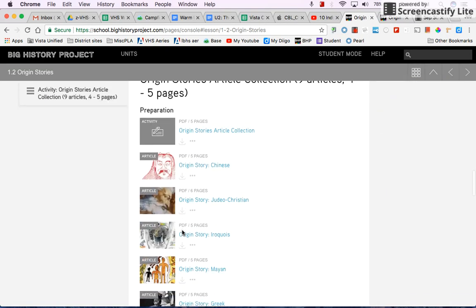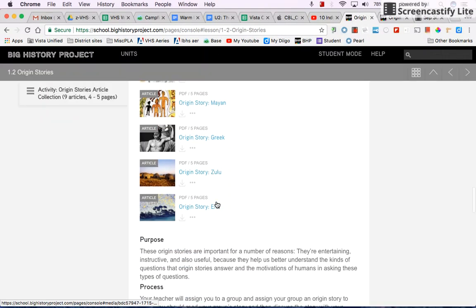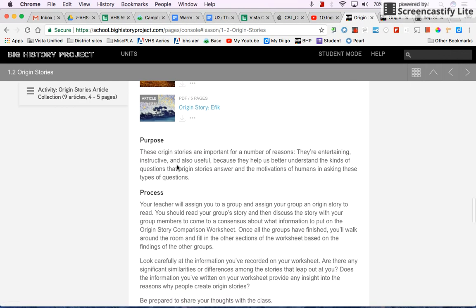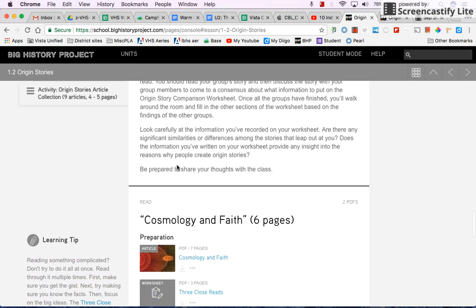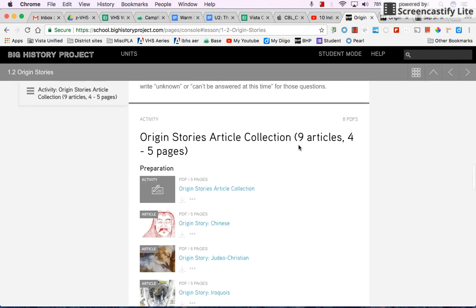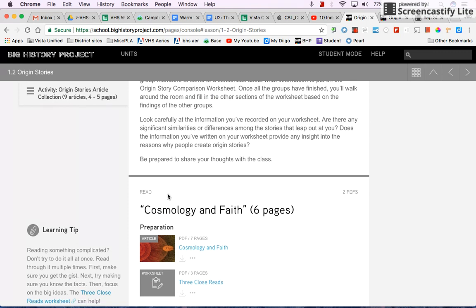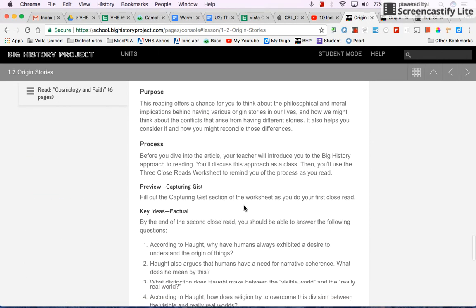The next ones are all, this is the article collection, right? The Chinese, the Judeo-Christian, the Iroquois, the Mayan. Again, all the ones that you're going to see up here. And by all means, read through, again, the purpose and the process, taking some notes, making note of the article collection as the activity, the purpose, and the process. Okay, and then there is, I think it's the last section, cosmology and faith. You'll put that in your notes. You'll read the purpose and process.